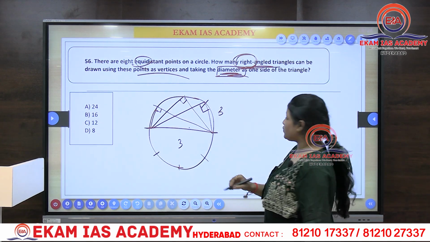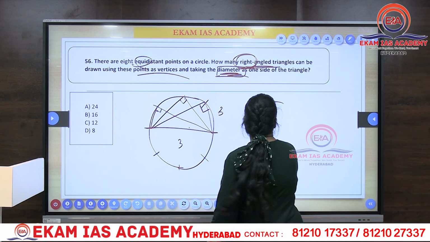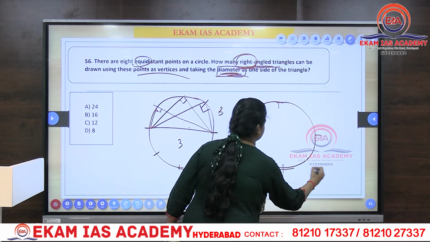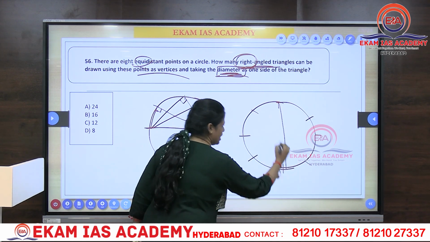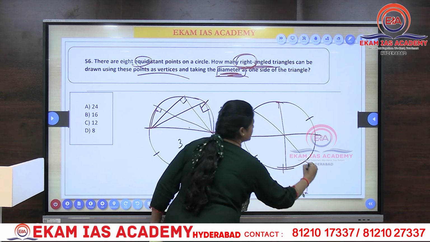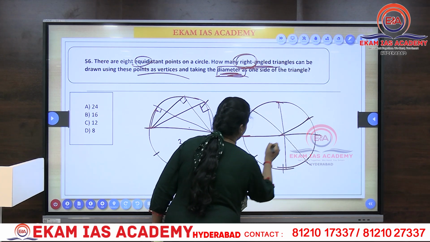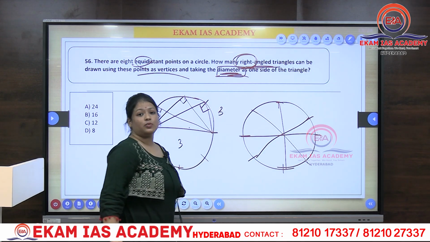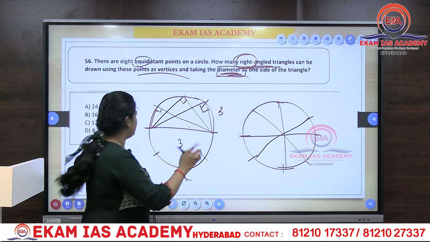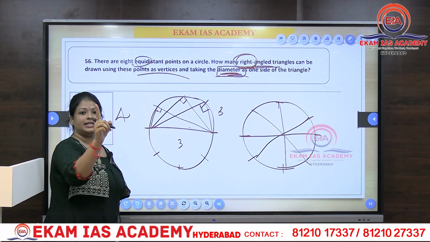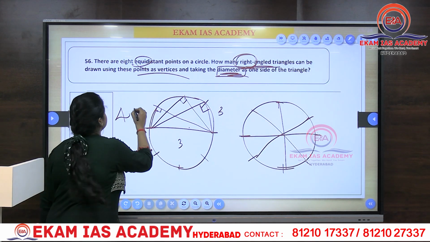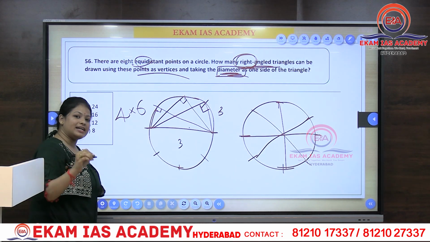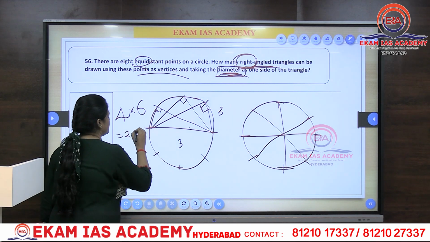How many diameters can we draw? I'll draw another circle and show you. 1, 2, 3, 4, 5, 6, 7, 8. Diameter 1, 2, 3, 4. Okay. There will be 4 diameters for 8 equidistant points placed on a circle. For each diameter, I can draw 6 right angle triangles. So the total number of right angle triangles I can draw is 24.